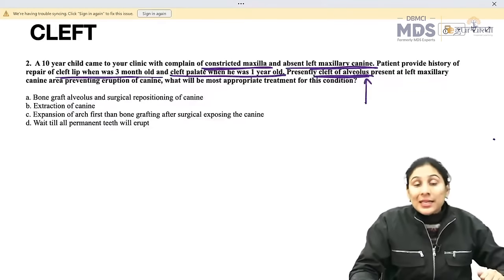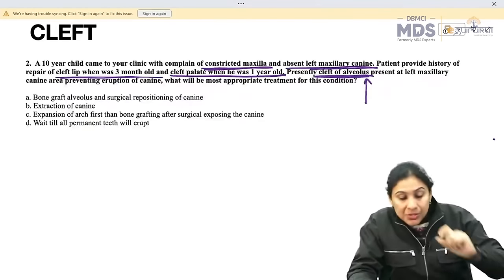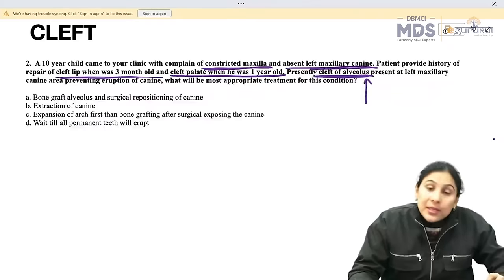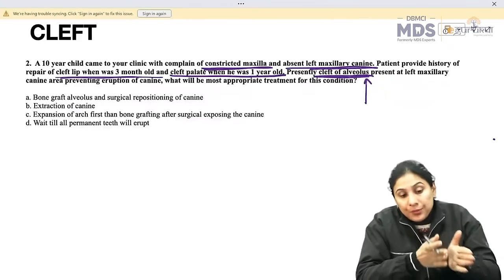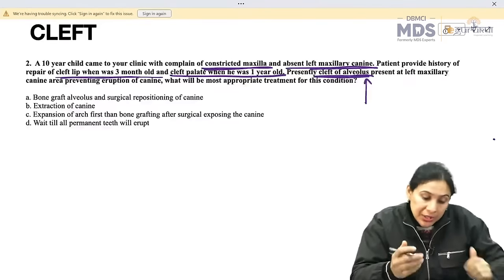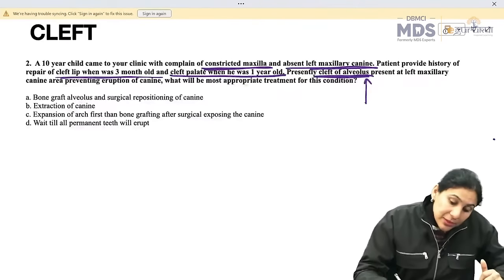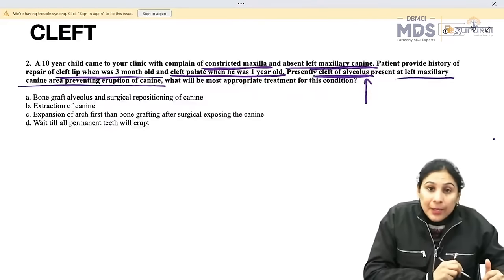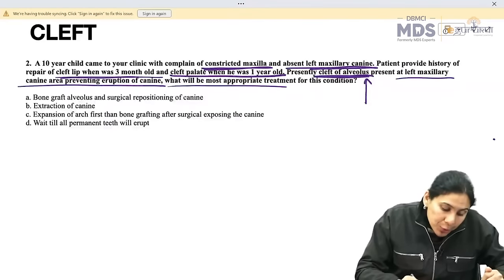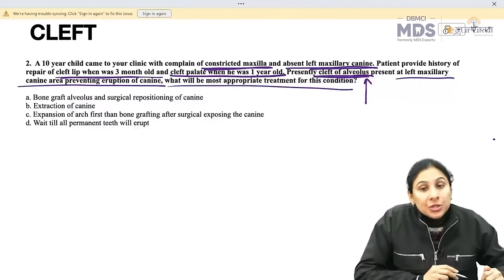So, he has a cleft of alveolus, which is an anterior alveolar cleft between the lateral incisor and premolar region, in the left maxillary canine area, preventing the eruption of canine. What will be the most appropriate treatment for this condition?